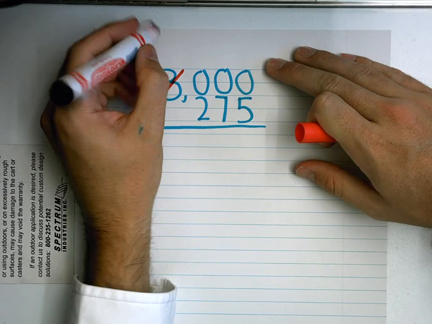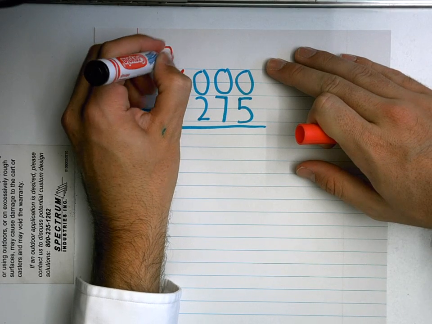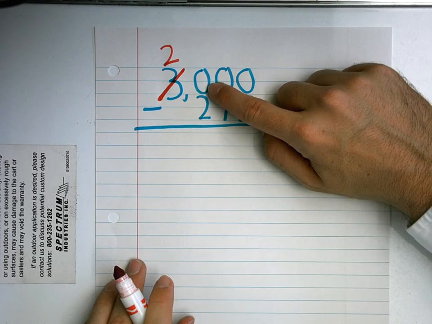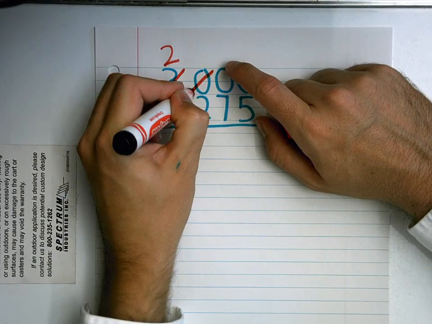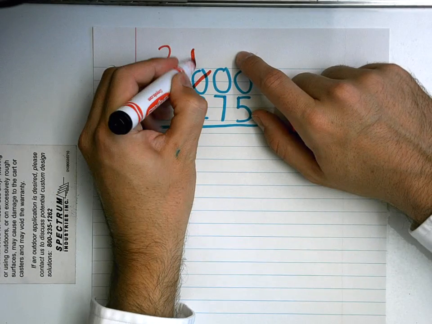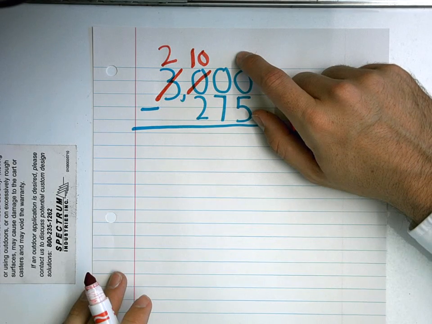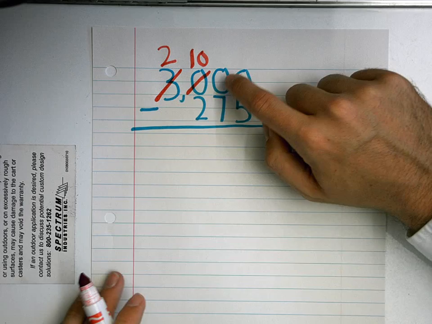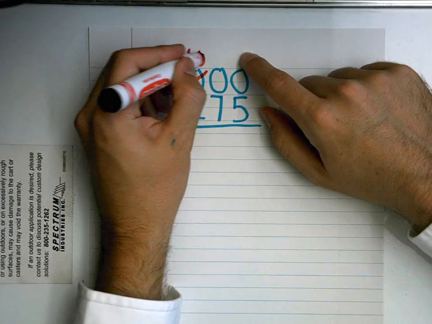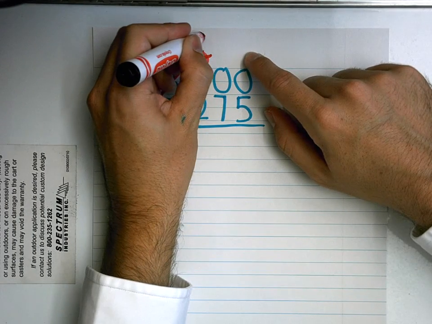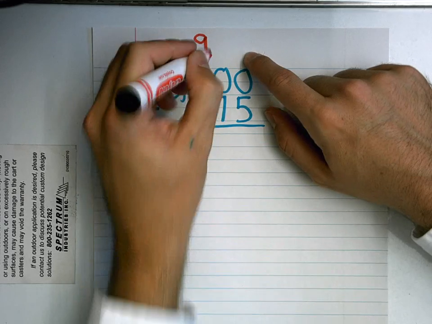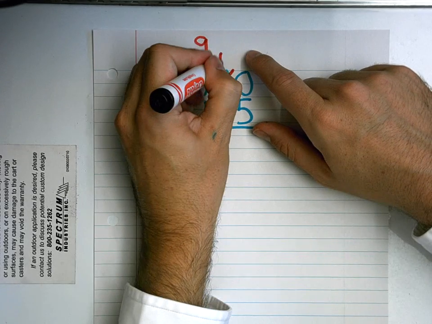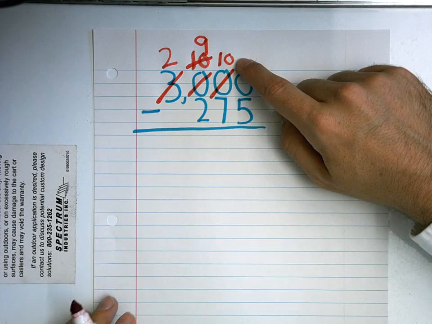And so I'm going to regroup, take one of my thousands from there, and I'm going to have 2 thousands left over. And instead of 0 thousands, well, when I break that thousand apart, I now have 10 hundreds. But I'm not done because I still have some zeros over here that need some help too. So I cross this out. I take one of those 10 hundreds over to the tens place. And instead of 0 tens, I now have 10 tens.